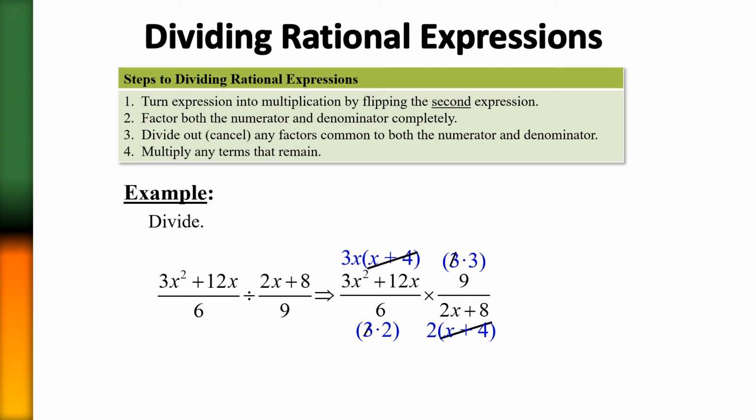So whatever you're left with at this point, we're at step 4, which is multiply any terms that remain. So 3x times 3 equals 9x. 2 times 2 equals 4, and that'll leave me with an answer of 9x over 4. And there you have it, dividing rational expressions.